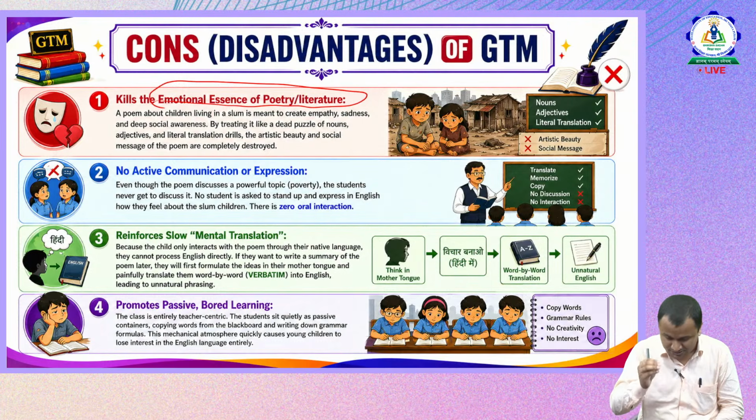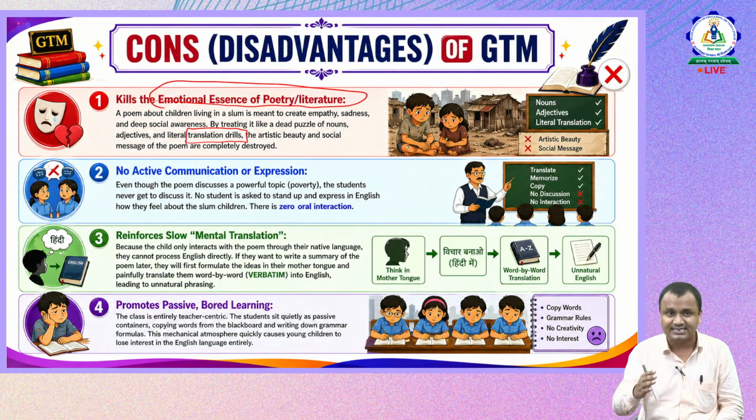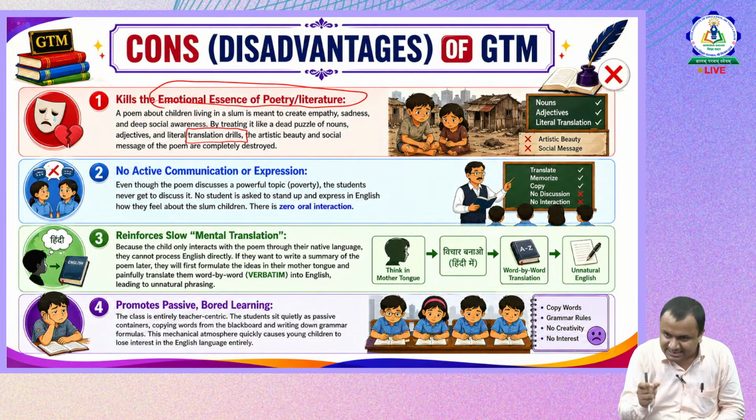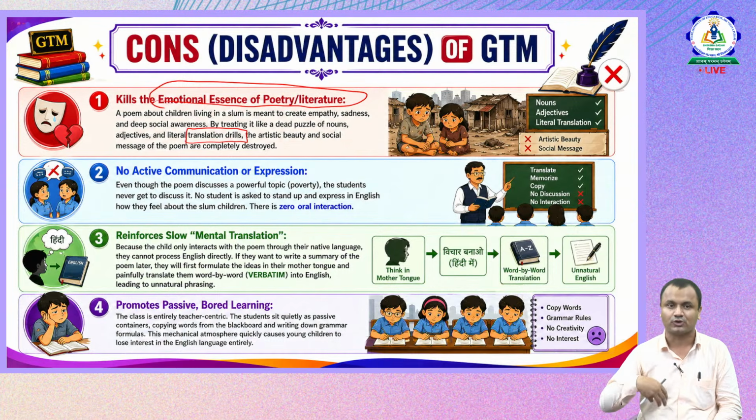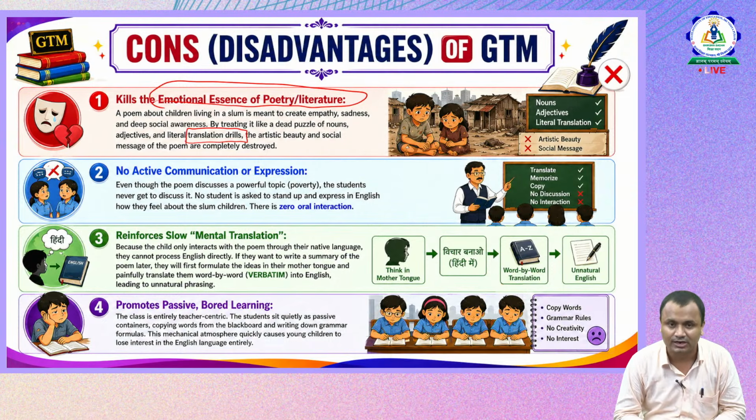Student gets a habit of focusing on the grammatical lessons. Students get a habit of focusing on the translation drills. Okay, so the teacher will give the sentence in Hindi, we have to translate in English, or vice versa. So the student would focus on the translation drills, and at the cost of what? At the cost of losing the emotional essence of the poetry and literature. Student will not understand the artistic beauty of the literature or the social message that we wanted to convey through that poem or the story. That is destroyed, completely destroyed. So it kills the emotional essence of the poetry and the literature.